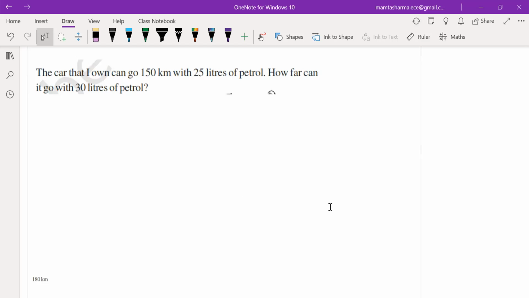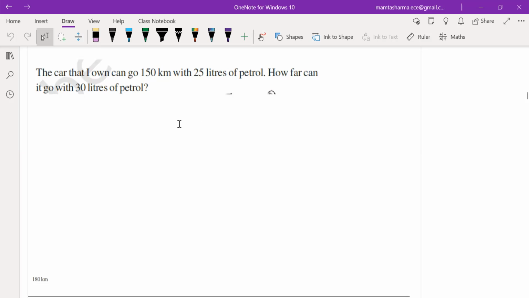Ritvik, what is your answer? Ma'am, I'm trying to do this. Ma'am, is it the same? 150 divided by 25 into 30? Don't mug up the way. Tell me the method. Yes, ma'am. 150 kilometers divided by 25 into 30.